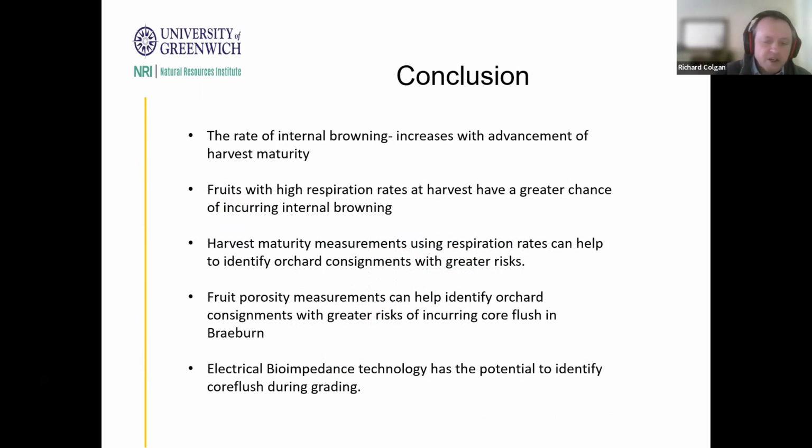But fruit porosity, understanding how porous fruits are, can really give you an idea of the greater risks of internal damage, particularly for core flush in Braeburn and also in Bramley. And the electrical impedance technology has potential to identify core flush during grading, but probably a lot more as well.